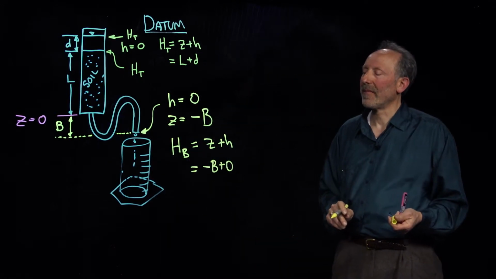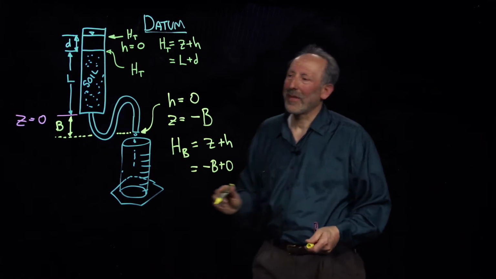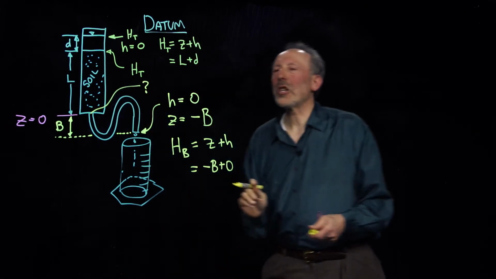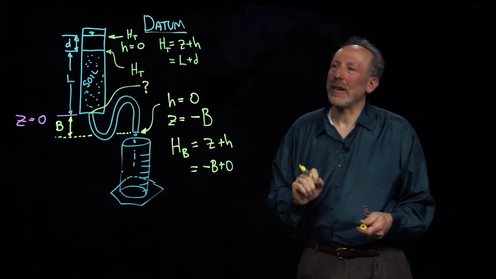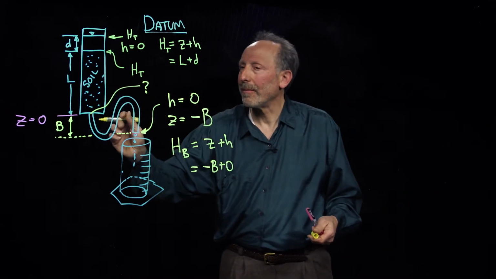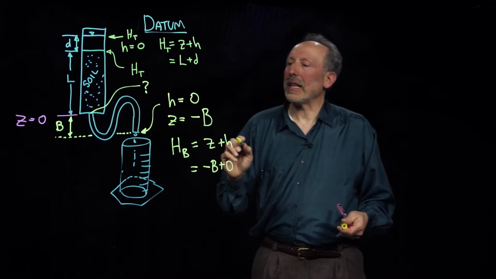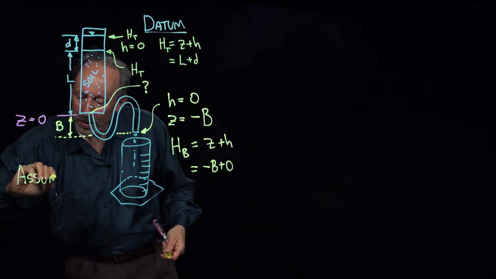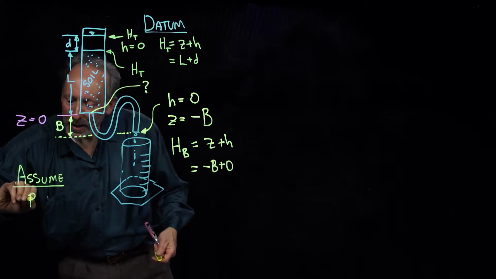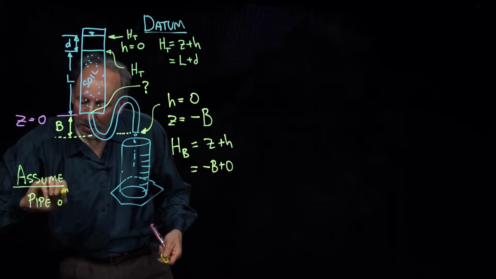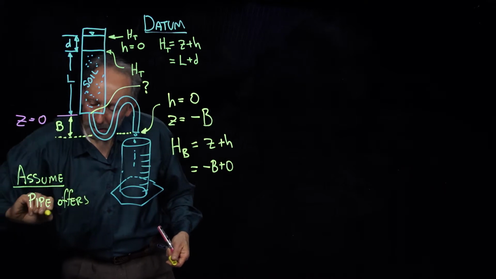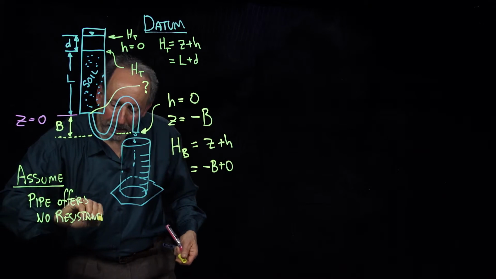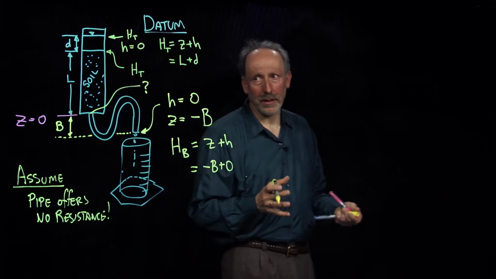Okay? Now, my next question is, what is the total potential right at that interface between the pipe and the soil? What we're going to make is a big assumption, and the assumption is that the pipe offers no resistance. So water pours through it easily.